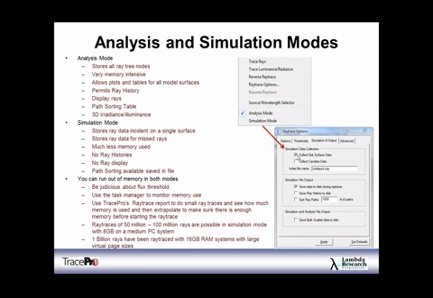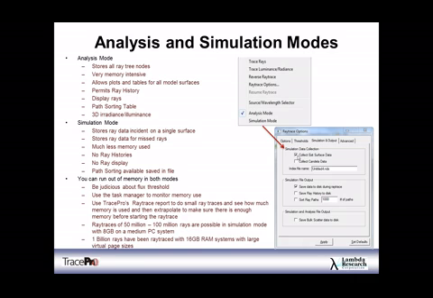There are 2 modes in TracePro. There's analysis mode and simulation mode. In analysis mode, we keep all the information on every single intersection with every single surface in the model. In simulation mode, we only keep the information on those surfaces that we use and apply a surface property that says I'm an exit surface. So let's look at the 2 differences between these modes.